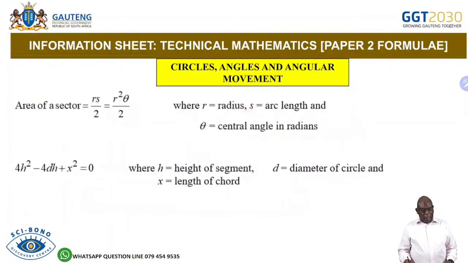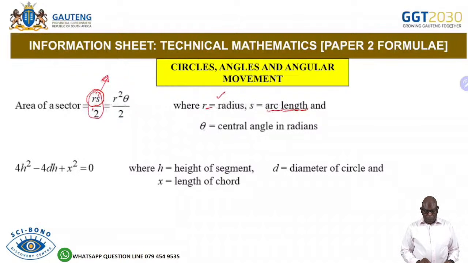the other formula, the area of that. So remember, I can use this, but when do I use this? I use this when I'm given the arc length. So if I'm not given the arc length, I cannot use this formula. So if I don't know what the arc length is, there's no way I can use this formula. Okay, the R stands for the radius.